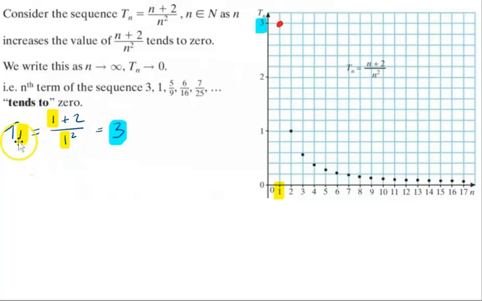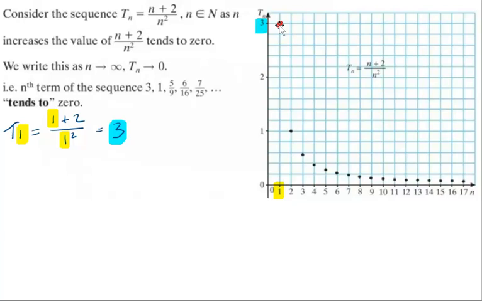So let's start with 1. So subbing in 1, so T1, replacing both of those n's with 1, we get 1 plus 2 over 1 squared, which gives us 3. So subbing in 1, we get an output of 3. So that's where that red point comes from. So that would be T1 on our graph.